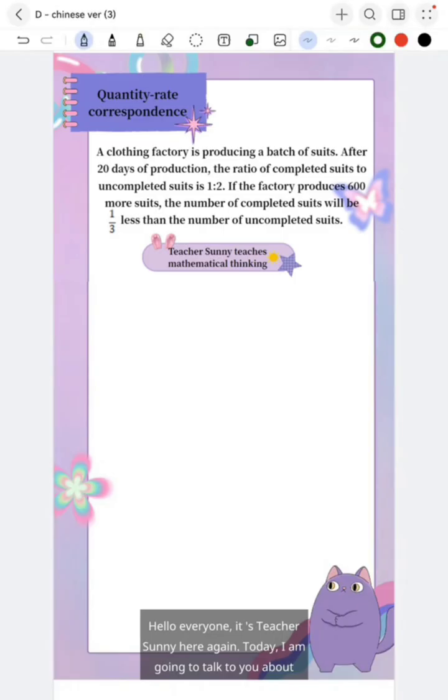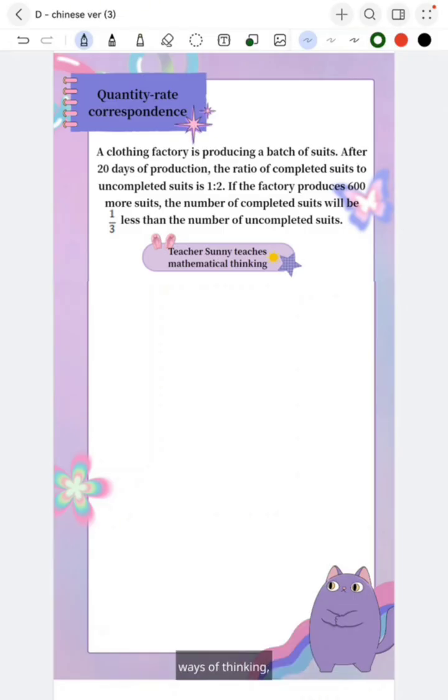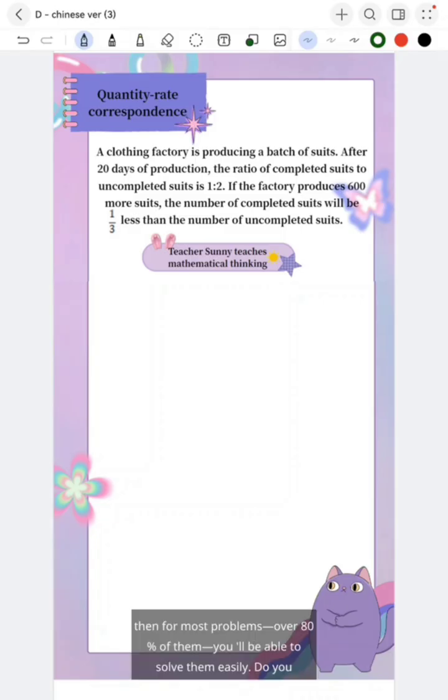Today, I'm going to talk to you about another interesting problem involving quantity-rate correspondence. In my previous videos, I have already mentioned that as long as you truly master two fundamental ways of thinking, then for most problems, indeed, over 80% of them, you'll be able to solve them quite easily. Do you still clearly remember what those two fundamental ways of thinking are? The first one is the crucial concept of quantity-rate correspondence, and the second one, of course, is equivalent substitution. As long as you fully master these two concepts, even complex word problems will become a breeze.